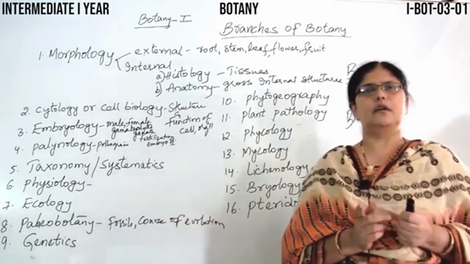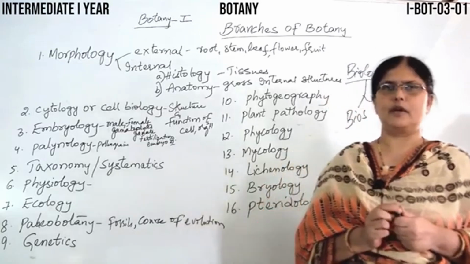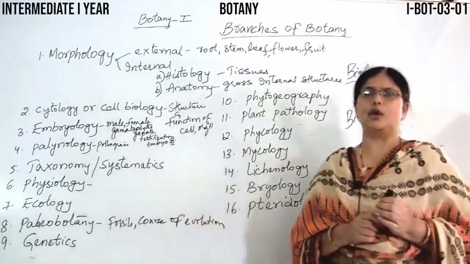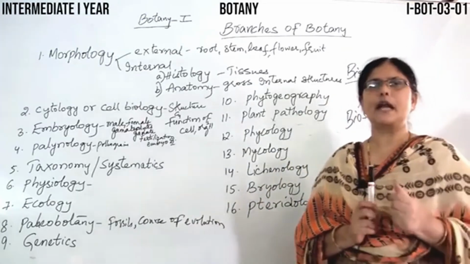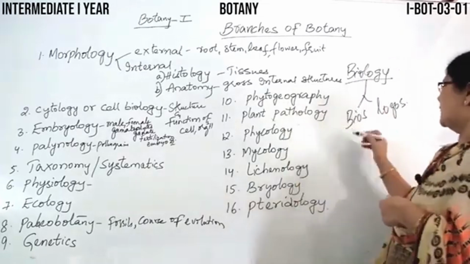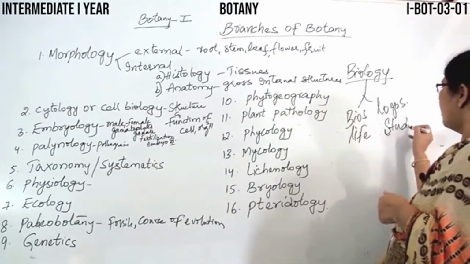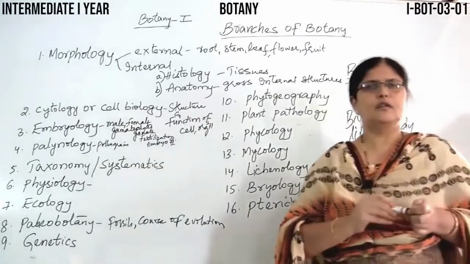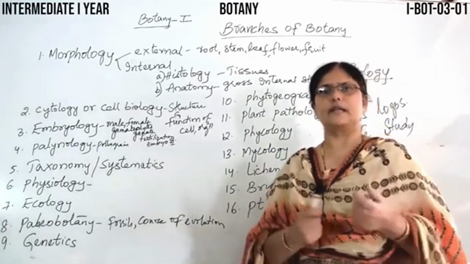Before we try to understand what the various branches of botany are, let us understand the term biology. Biology is nothing but the study of life. This word can be split into two words. One, bios, which means life. The other word, logos, means study. So the study of life is called biology. The study of all the living organisms present in the universe is nothing but biology.